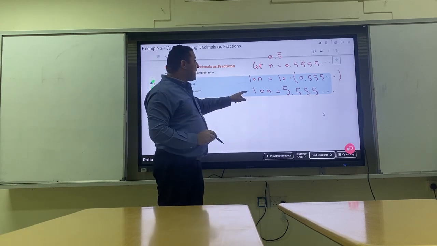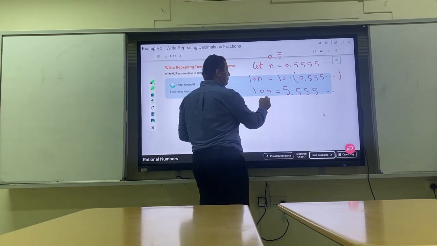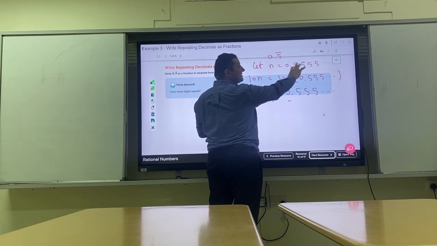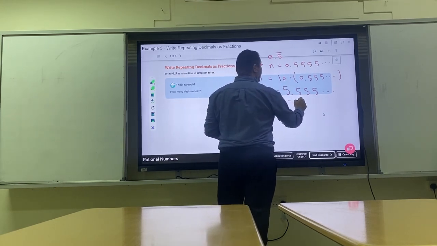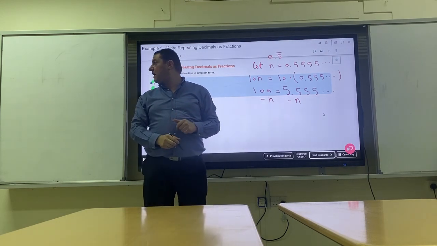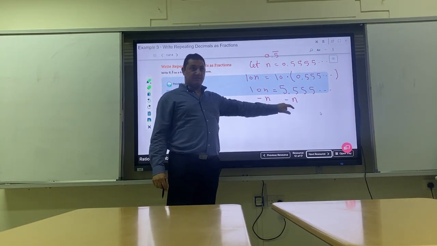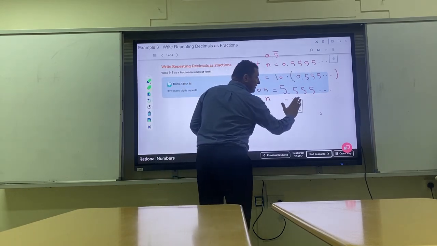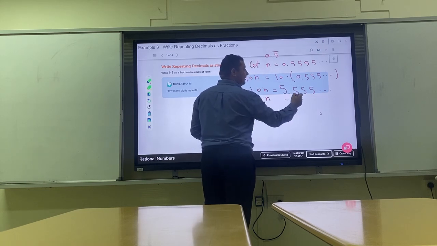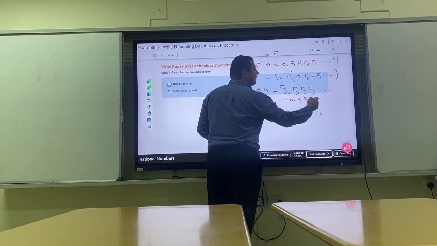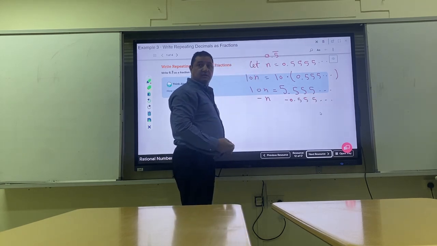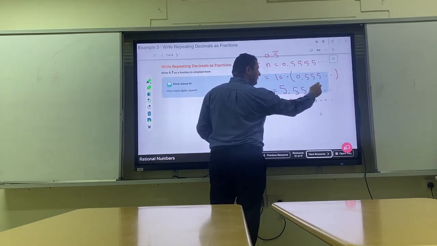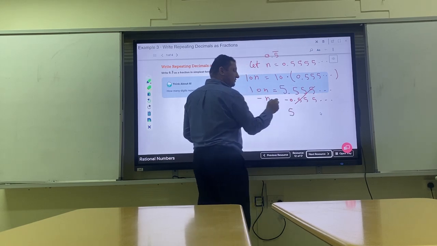Now, if I take away one n from both sides, remember that n is the same as 0.555. So instead of writing minus n on the right side, I write minus 0.5555, because n is the same as that. Yes? Now 5.5555 minus 0.5555, the decimals cancel and I still have only 5 here.